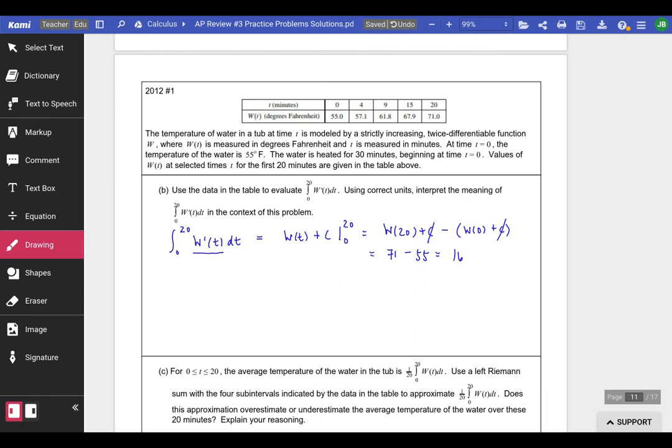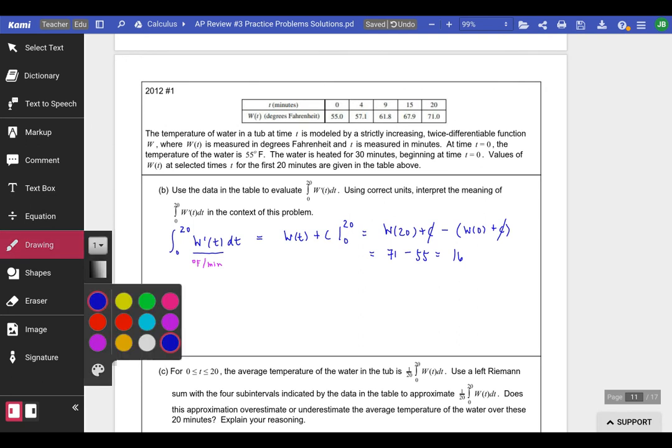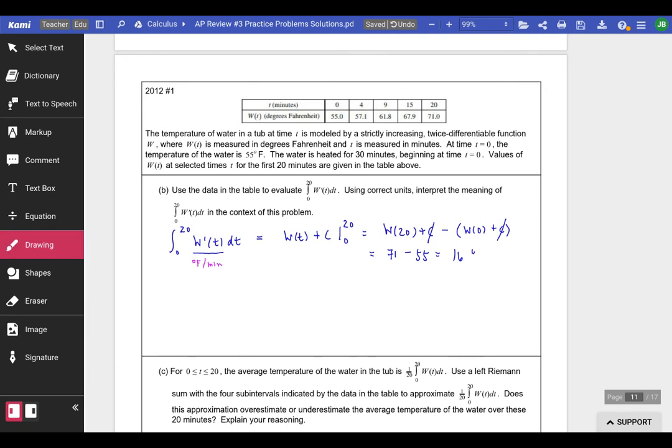Let's see. My units for W prime would have been degrees Fahrenheit per minute. Now, when we do that integral, we're going to multiply our x and our y values. So when we did the integrals, we were really taking degrees Fahrenheit per minute times minutes, making our units degrees Fahrenheit. So that's how we evaluate the integral.